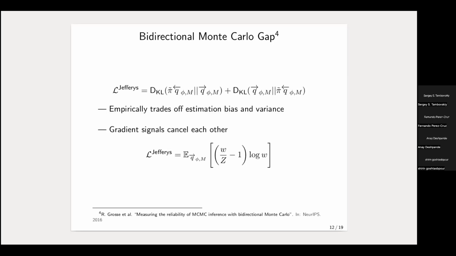The other optimization objective that we are considering is the bidirectional Monte Carlo gap, which was proposed in the last few years to assess how well a sampling algorithm is able to estimate expectations over an unnormalized function. It is equivalent to the Jeffreys divergence. We later show in the plots that it is empirically trading off between the estimation bias and variance.